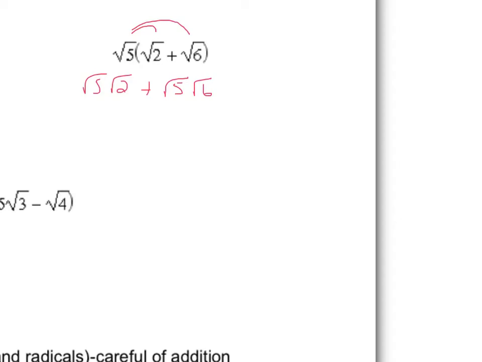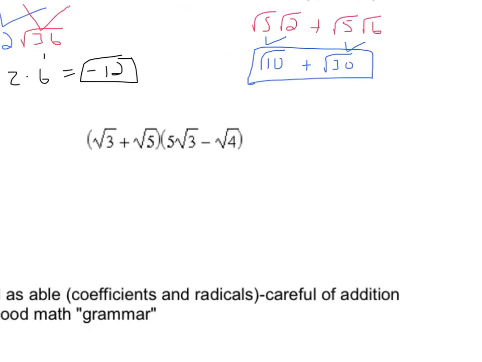And now we can follow our rules and say that these are both in the root. So we have root 10. These are both in the root. We have root 30. We ask ourselves, can we simplify root 10? Can we simplify root 30? Neither of them have a perfect square that goes into it. If I were to find the prime factors, nothing would work there as well. So this is as good as it gets in terms of simplifying.